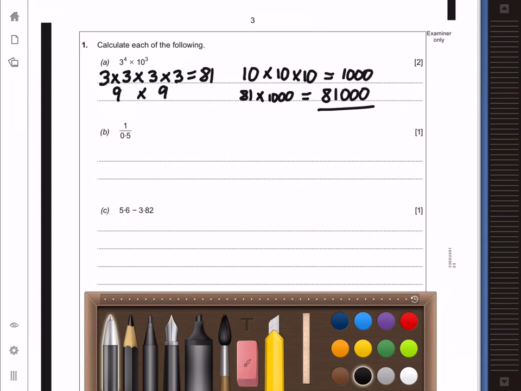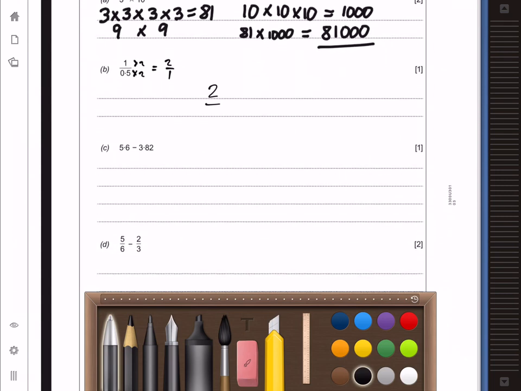Part B, 1 divided by 0.5. Well, it's quite difficult to divide a whole number by a decimal. We can think of it as how many halves go into a whole one, which is 2. Or we can use equivalent fractions, multiply the bottom by 2, multiply the top by 2 to leave us with 2 over 1. 2 divided by 1 is 2.